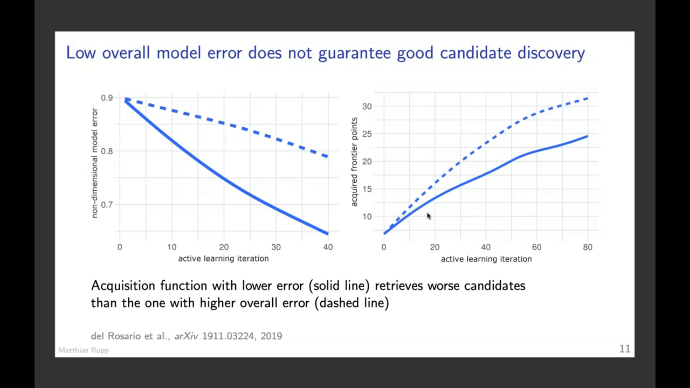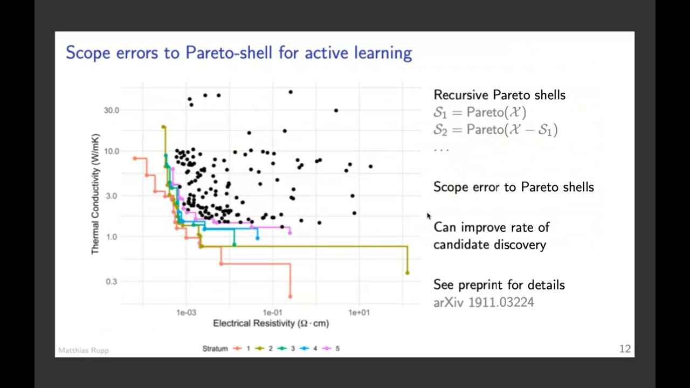Why would that happen? Well, here you can see why. These are two output properties that we predict: electrical resistivity in this data set, and thermal conductivity is the other property. And now these are some data points from the data set.